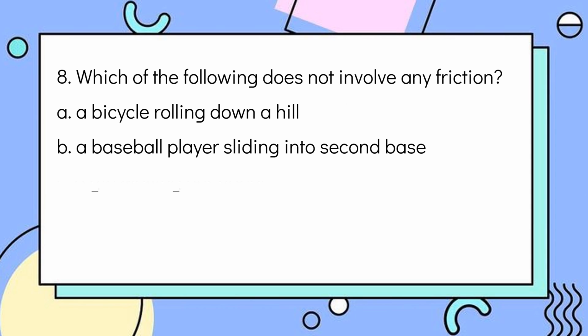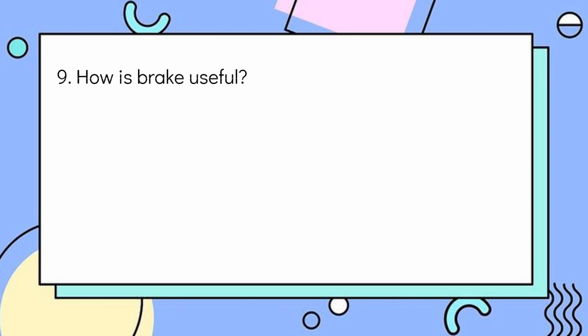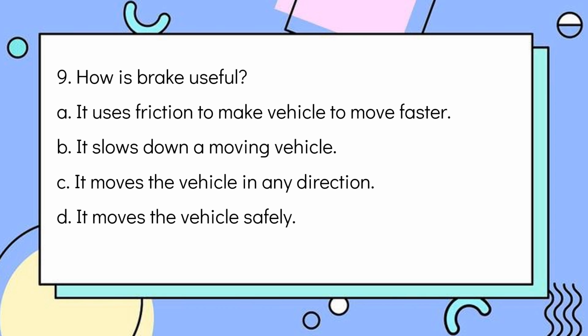Number 8. Which of the following does not involve any friction? A. A bicycle rolling down a hill. B. A baseball player sliding into second base. C. A girl waving her hands. D. All of the above experience friction. Number 9. How is brake useful? A. It uses friction to make vehicle to move faster. B. It slows down a moving vehicle. C. It moves the vehicle in any direction. D. It moves the vehicle safely.